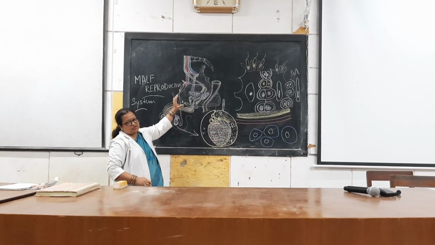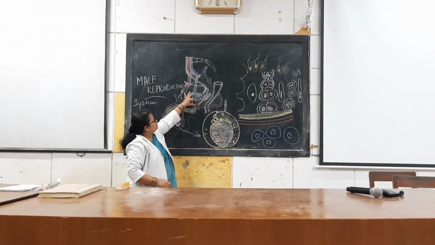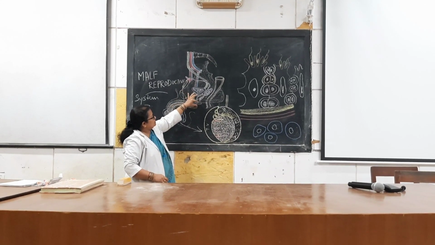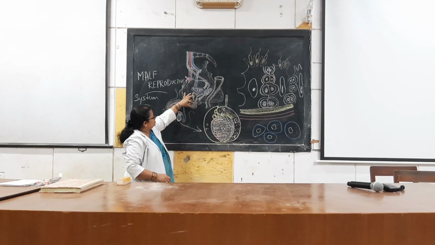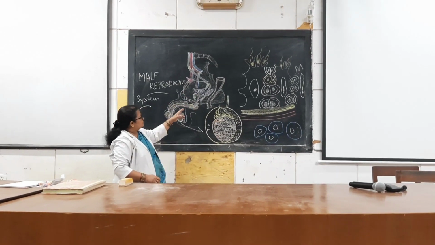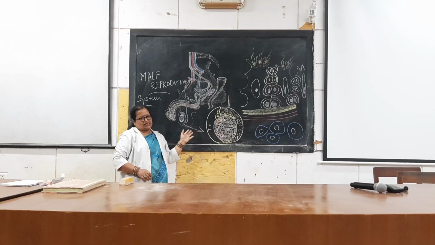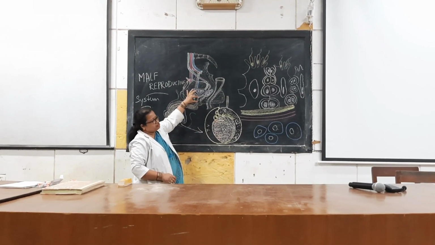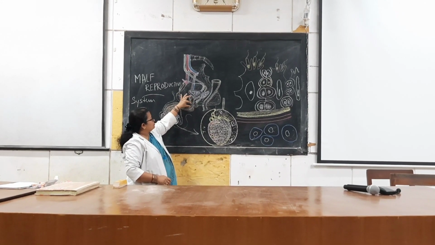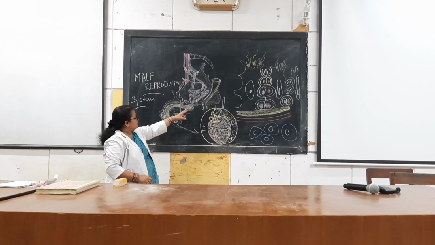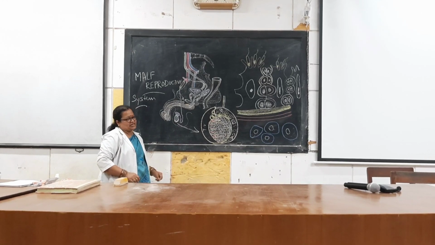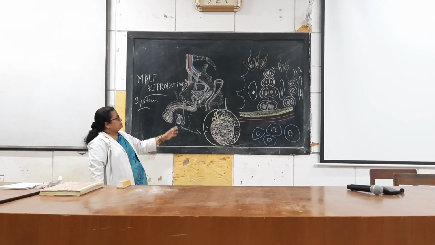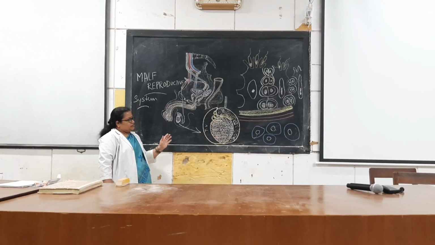So in males, the urethra is divided into 3 parts. The prostatic urethra within the prostate, then comes the membranous urethra within the deep perineal pouch, then comes the penile urethra. So the total length of the male urethra is 20 cm. The prostatic urethra is around 2.5 to 3 cm. The membranous urethra is 1.5 cm. Then the rest is the penile urethra, which is 15 cm. So this is all about the genital system of the male reproductive system.